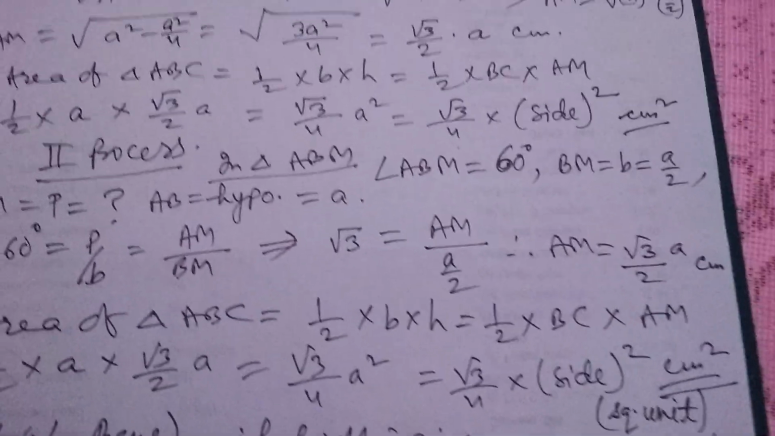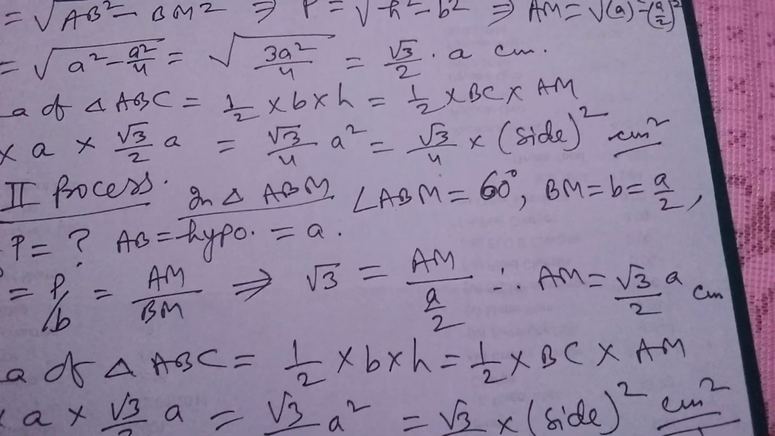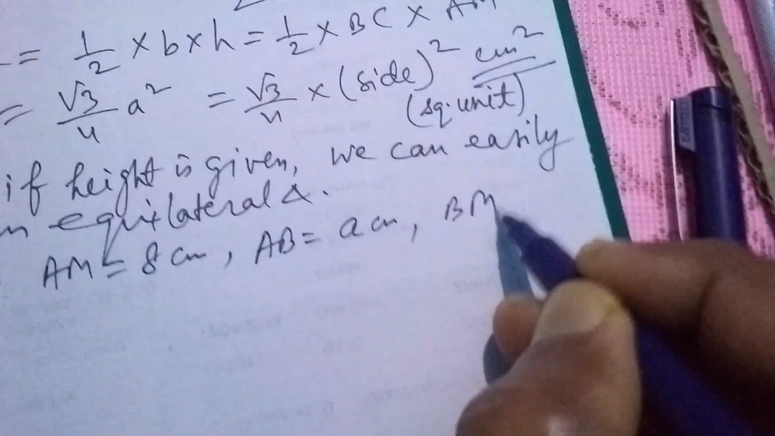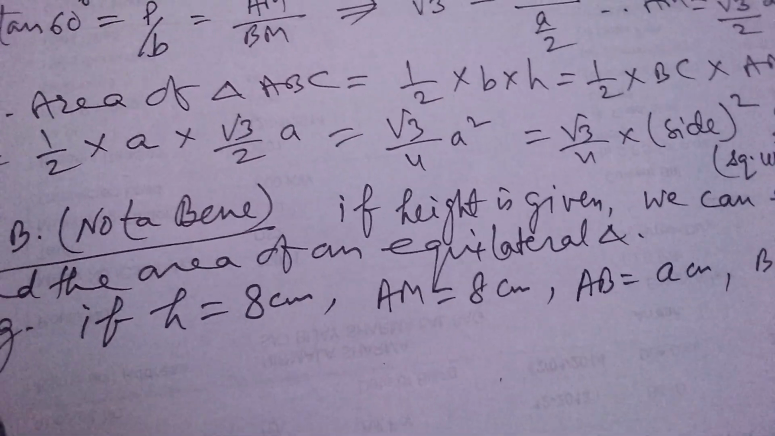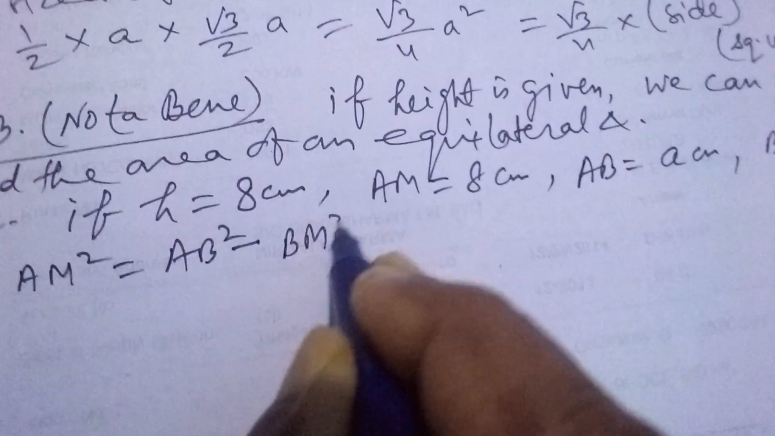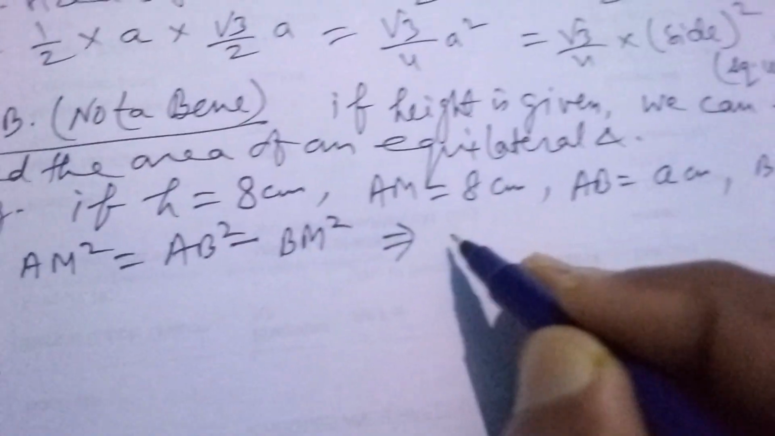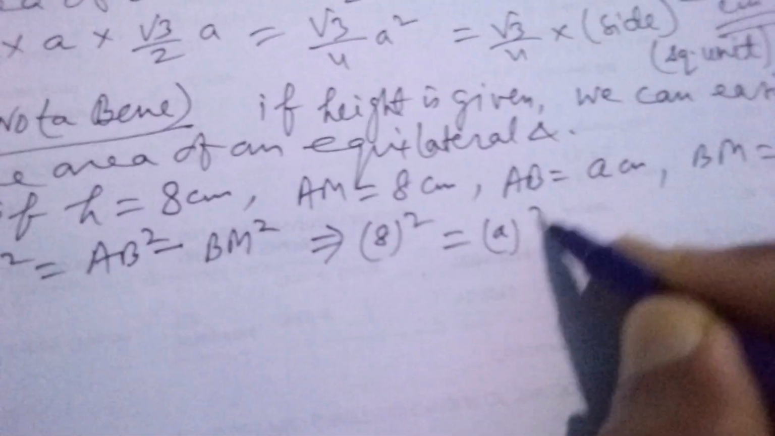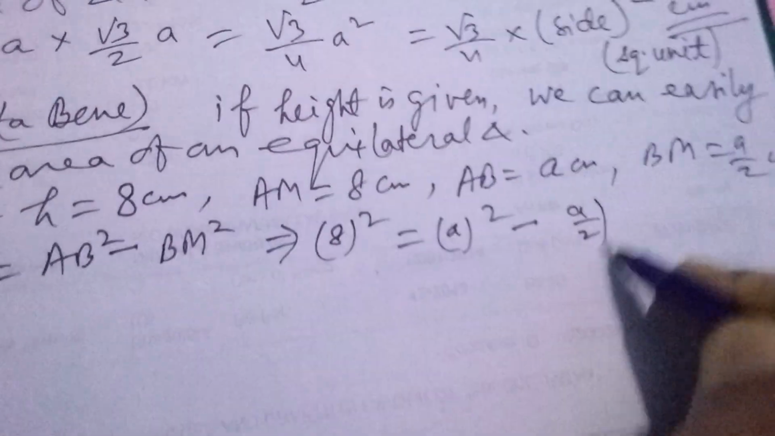Now AB is given as a cm. BM is given as a by 2 cm. Now you know from Pythagoras' theorem that AM square equals AB square minus BM square. In this case, AM is 8 to the whole square, AB is a to the whole square, and BM is a by 2 to the whole square.